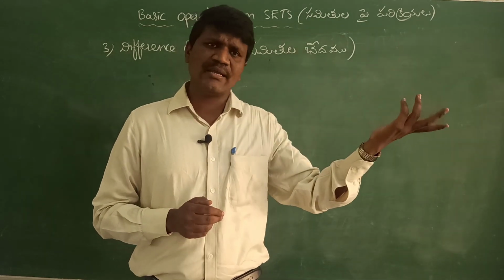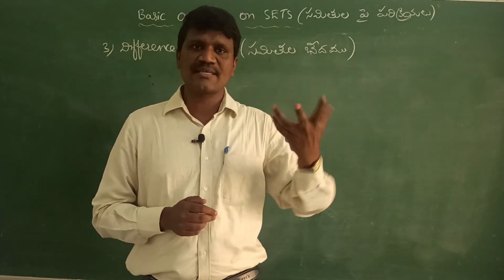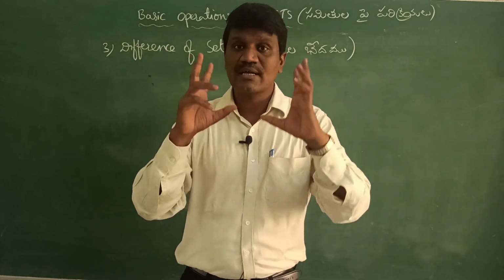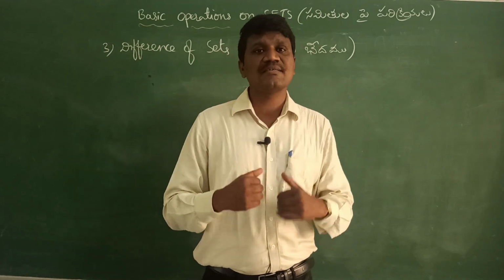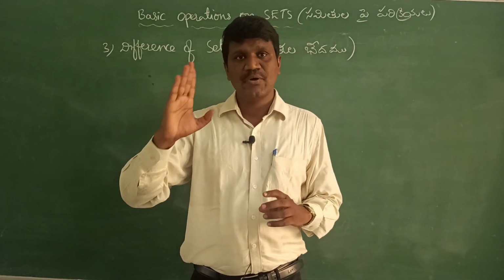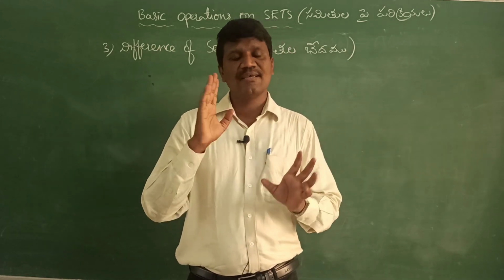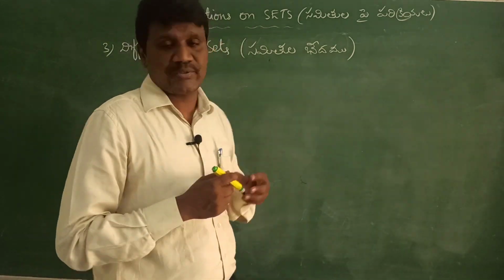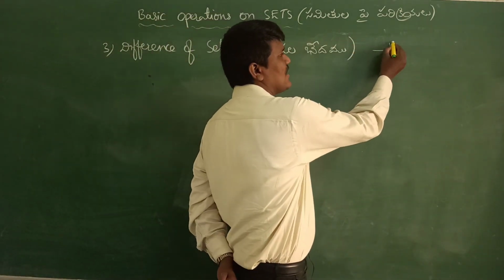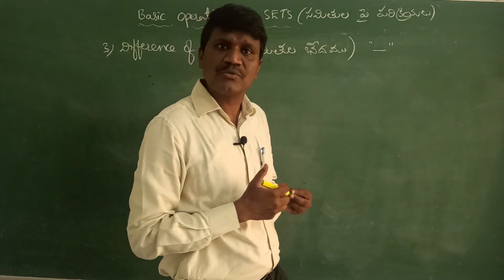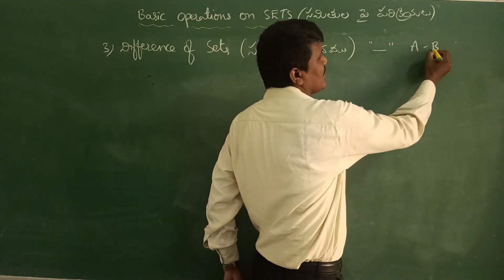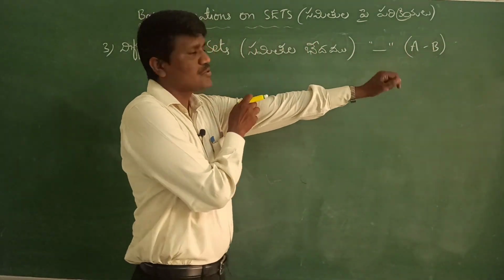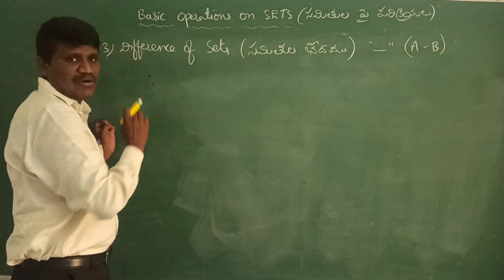In the union, A union B and B union A, both are the same. Intersection also, A intersection B and B intersection A, both are the same. But in the difference, A minus B is not equal to B minus A. Let us see how to write the difference of two sets. Generally we denote difference by the minus symbol. If A and B are two sets, then we denote it by A minus B. So here first let us see what is the set builder form of it.